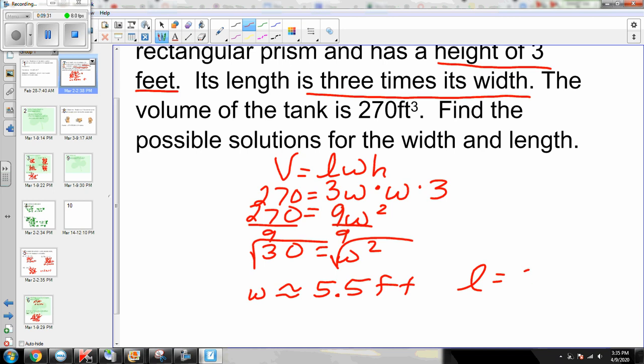So I have to do 3 times the square root of 30. So on my calculator, when I take the square root of 30 and multiply by 3, I'll get approximately 16.4 feet if I round to the tenths. So the width would be about 5.5 feet, the length would be about 16.4 feet.